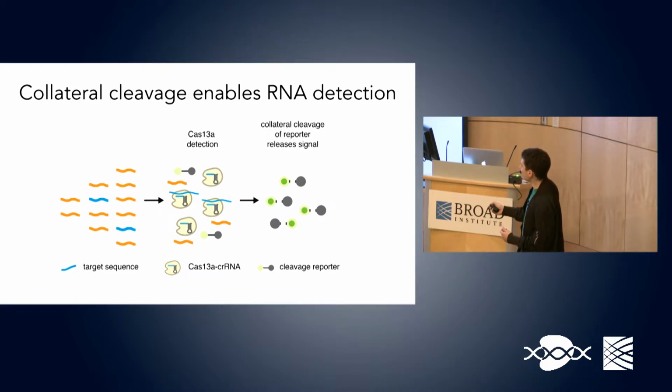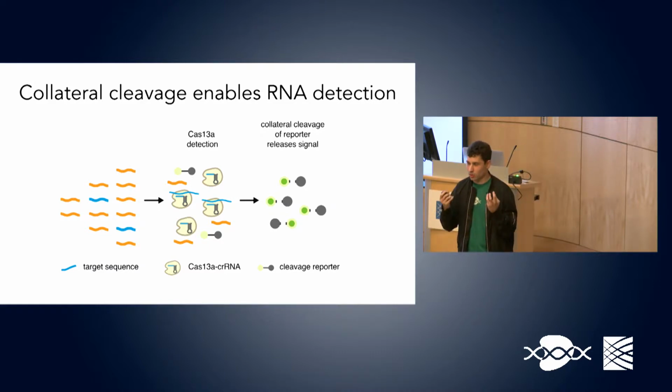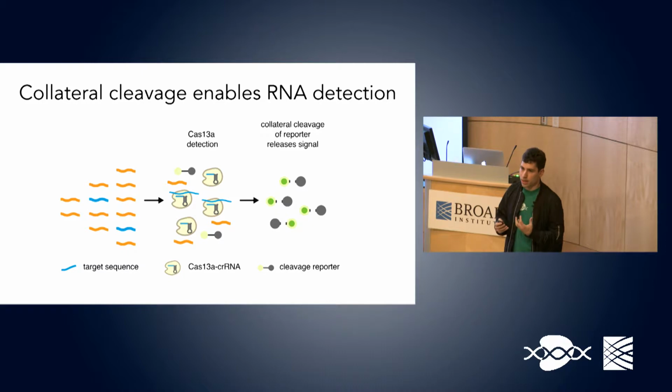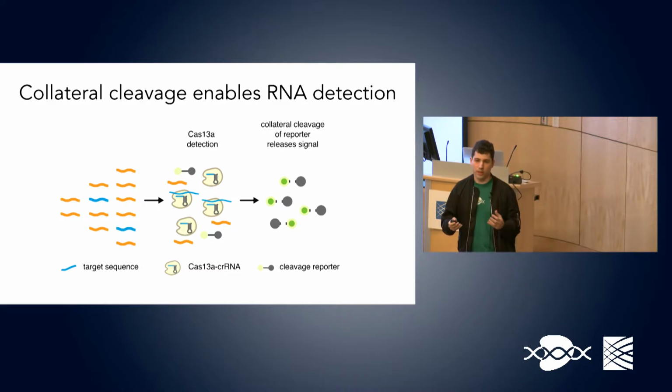The way we can detect that is we can use this cleavage reporter, which has a fluorophore on one end and a quencher on the other. Upon cleavage, you can separate those two and have the fluorescent activity. So it's a great way to detect RNA. It is fairly sensitive, as you'll see later. You can go down to the femtomolar range. And it also leverages the inherent specificity of these CRISPR enzymes.